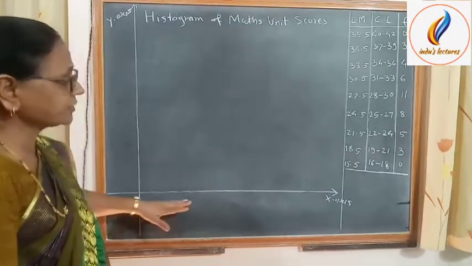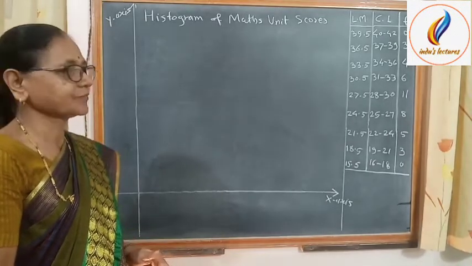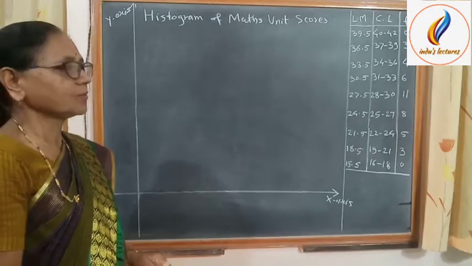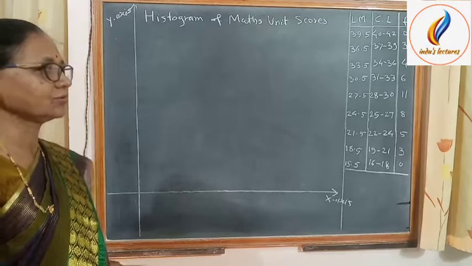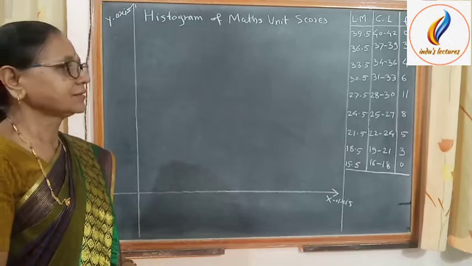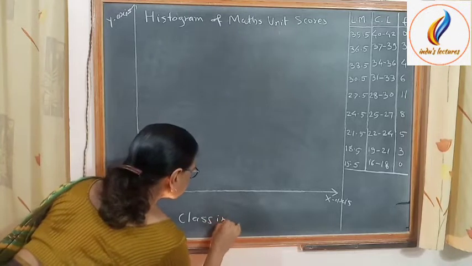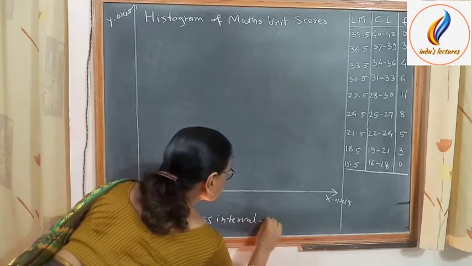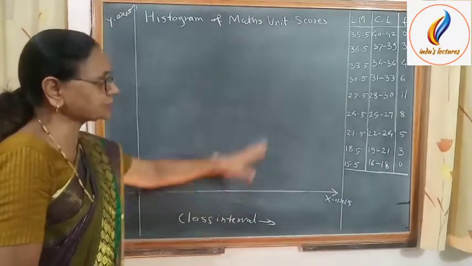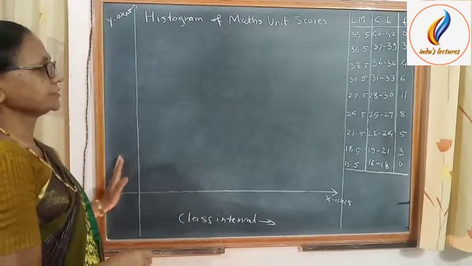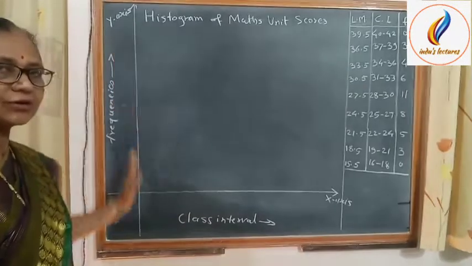Now we have to plot the histogram. On one axis we have to take the lower limit of the class intervals, and along the other axis we have to take frequencies. Along the x-axis we have taken class intervals with lower limit, and along the y-axis we will take frequencies. Mark the points on the x-axis as well as on the y-axis.